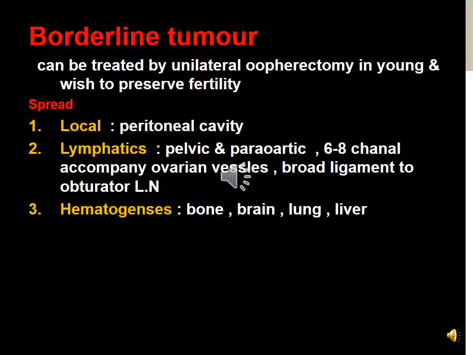Now we shift to the spread. The spread of ovarian tumor is by three means: locally, lymphatic, and hematogenous. In the lymphatic, it either spreads to the para-aortic and pelvic lymph nodes via the ovarian vessels, or it can spread with the broad ligament to the obturator and inguinal lymph nodes.